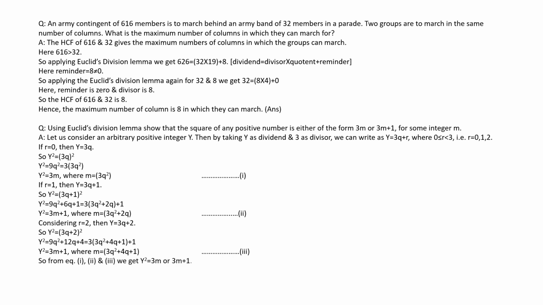So from equations 1, 2 and 3, we got y square either of the form 3m or 3m plus 1. Thus, the square of any positive integer is either of the form 3m or 3m plus 1 for some integer m. Hence proved.